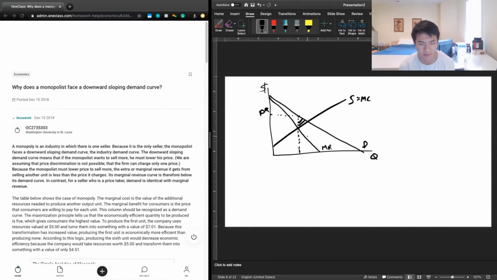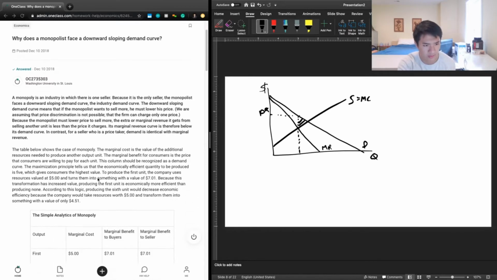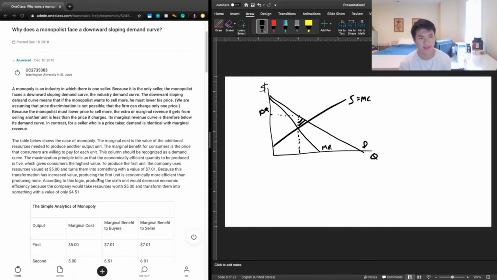in any similar market. Let's take a look at the answer that the tutor gave, just to see what they're talking about here. So the tutor says, a monopoly is an industry in which there's only one seller. Because it's the only seller, the monopolist faces a downward sloping demand curve, the industry demand curve. The downward sloping demand curve means that if the monopolist wants to sell more, he must lower his price. We are assuming that price discrimination is not possible and the firm can charge only one price.